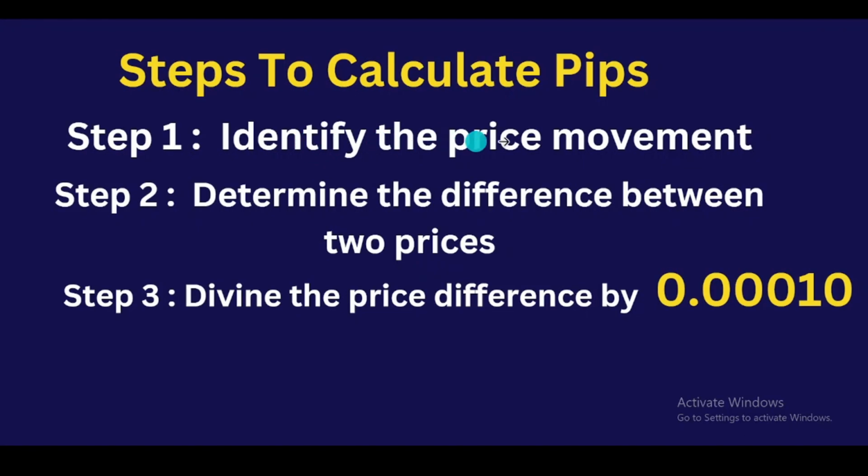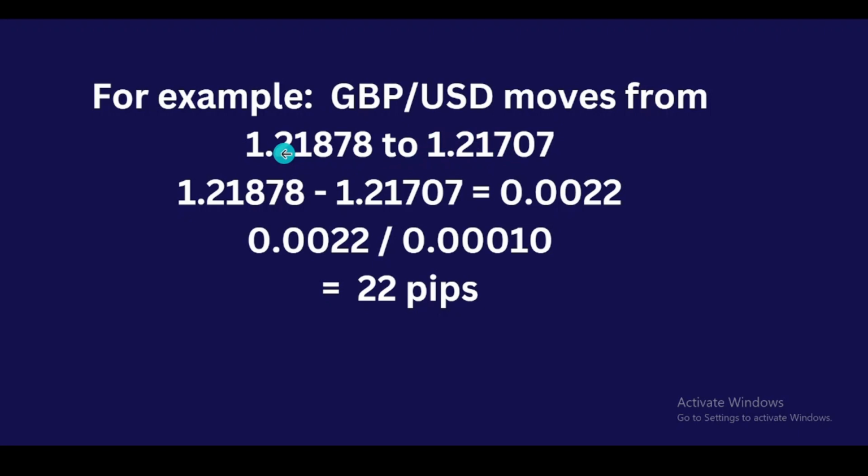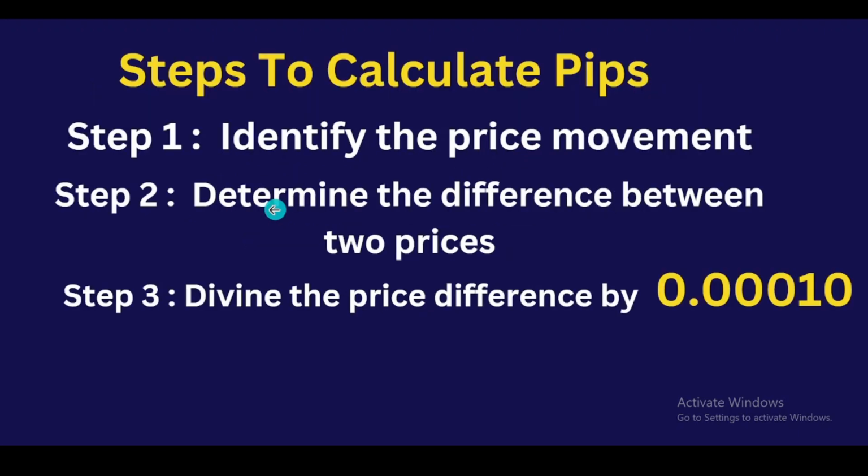Now, these are the steps we are going to use to calculate our pips. The first step is to identify the price movement. I'm going to show you that quickly. The second step will be to identify the difference between 2 prices. And the third step will be to divide the price difference by 0.00010. Now let's go. To determine the price movement, first you have to take the current price of where you want to pick an entry. Then the second thing you have to do is pick the price of where you want to place your stop loss. Let's say you want to determine where you're going to place your stop loss, so just pick the price of that particular level.